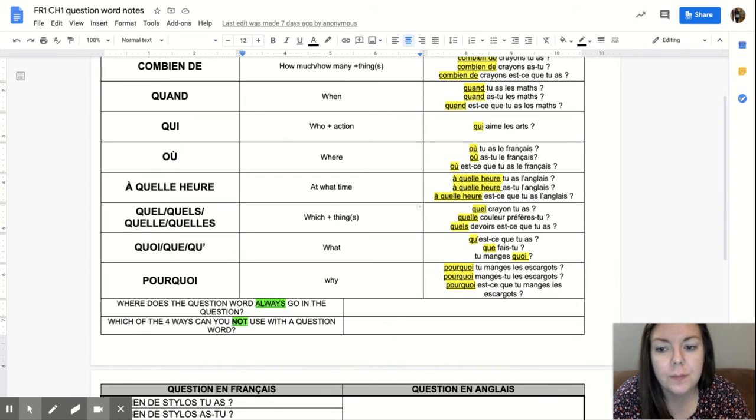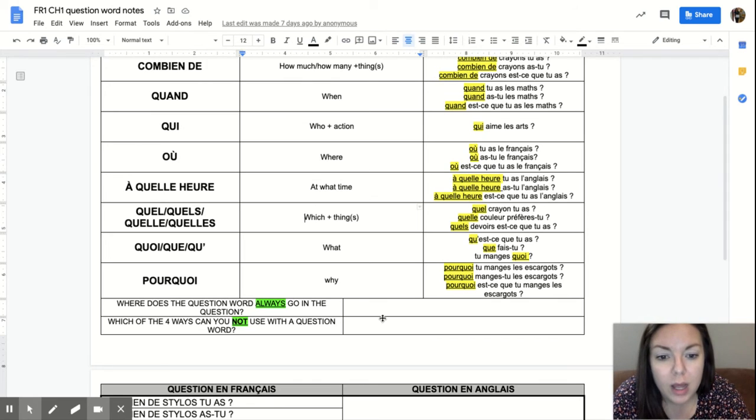Tu manges quoi? You're eating what? Que goes before a verb. Q-U apostrophe is that que smushed before est que. Okay, so all of those are different versions of the word what. Qu'est-ce que tu as? What do you have? Que fais-tu? What are you doing? Tu manges quoi? What are you eating? Again, this one is just for recognition purposes. I want you to be able to recognize that que or quoi is what.